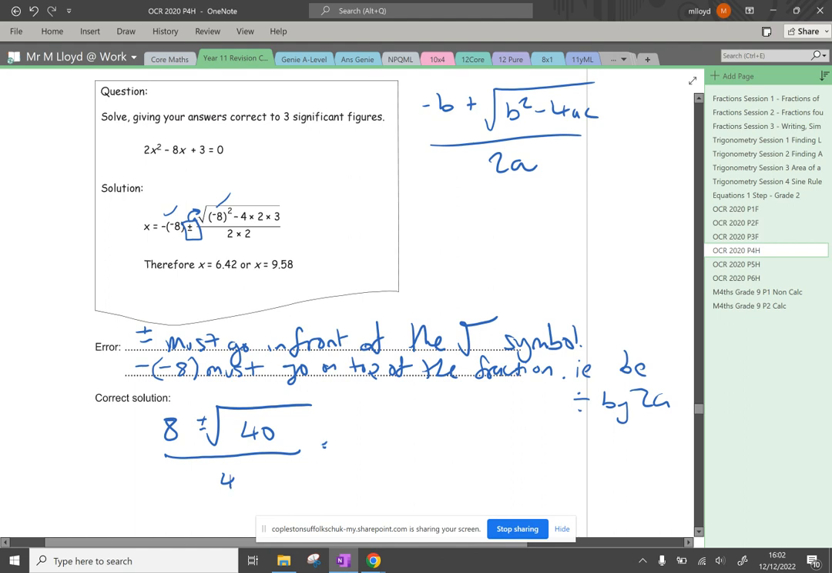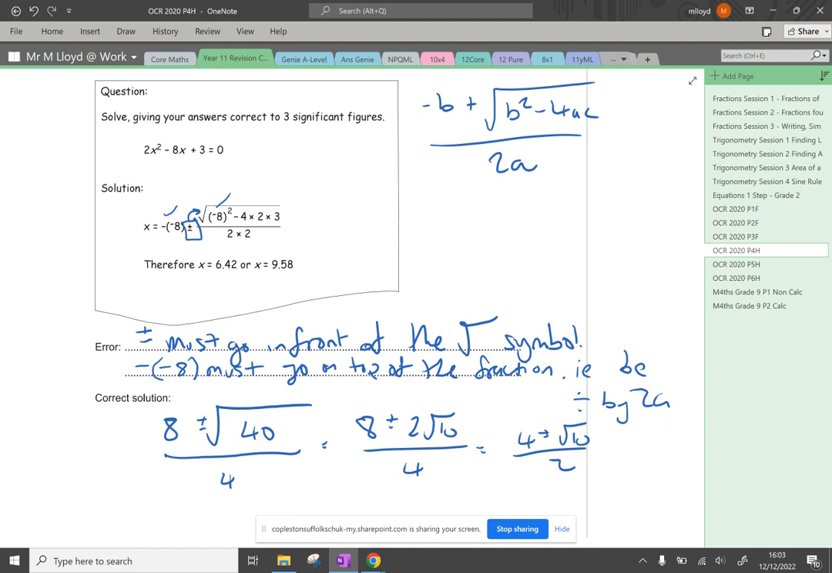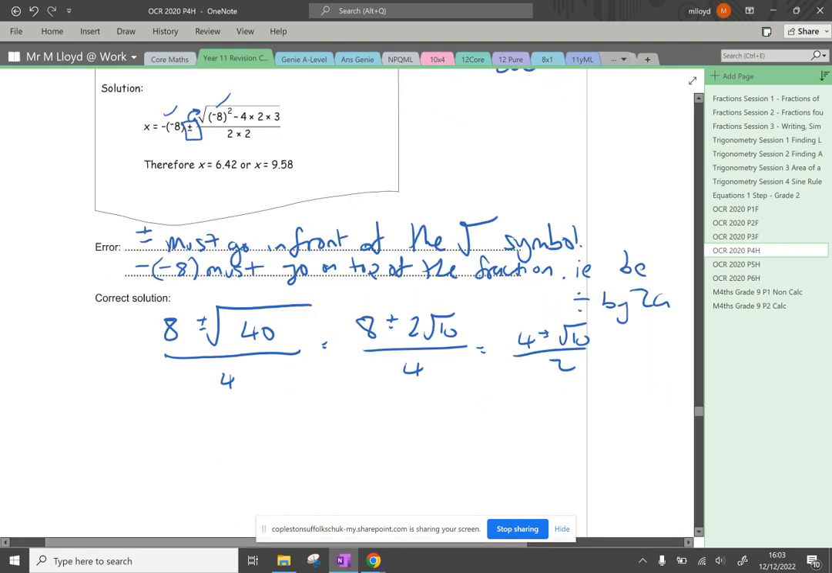And actually, root 40 is 2 root 10. So 8 plus minus 2 root 10 over 4. We can simplify that to 4 plus minus root 10 over 2. 4 plus root 10 divided by 2. And we've got x equals 3.58. Leaving it there.